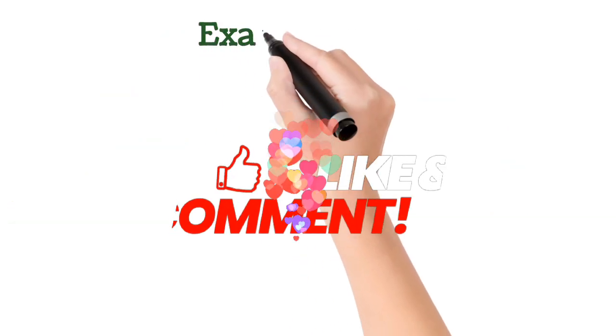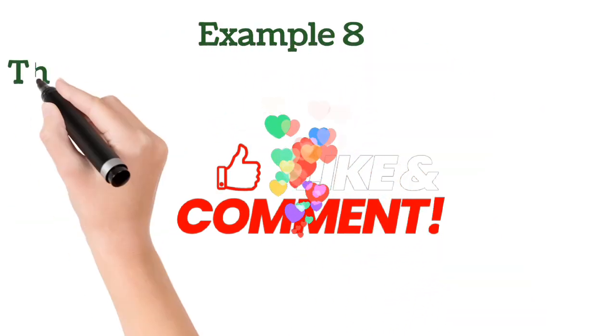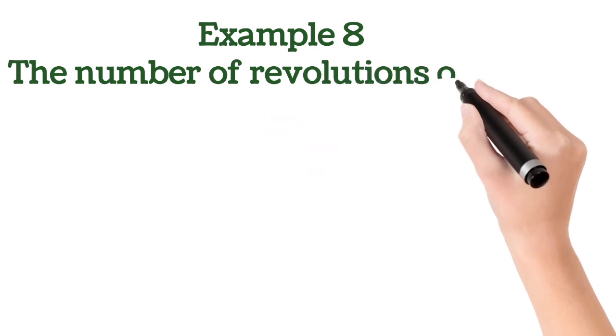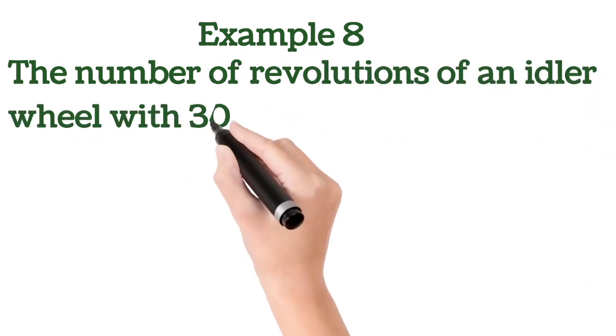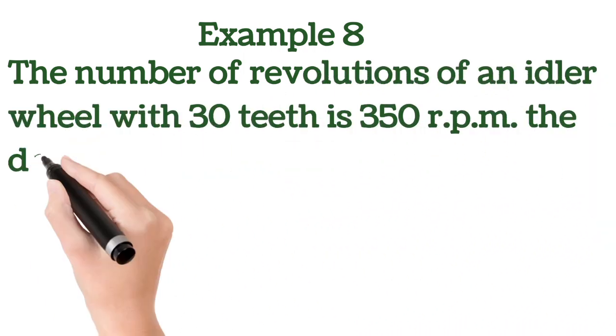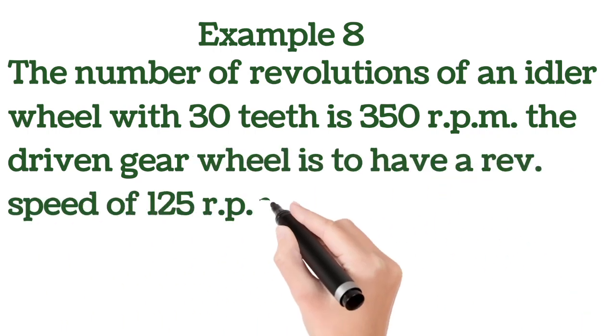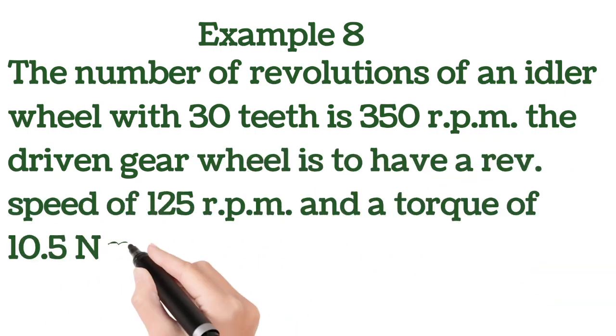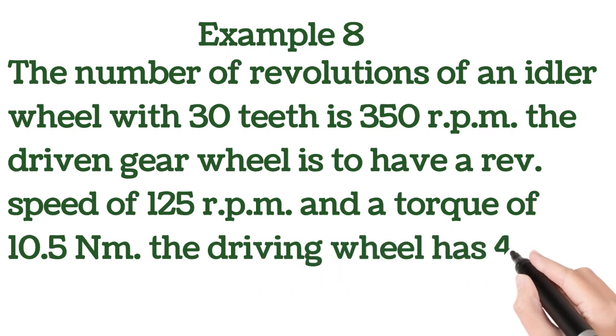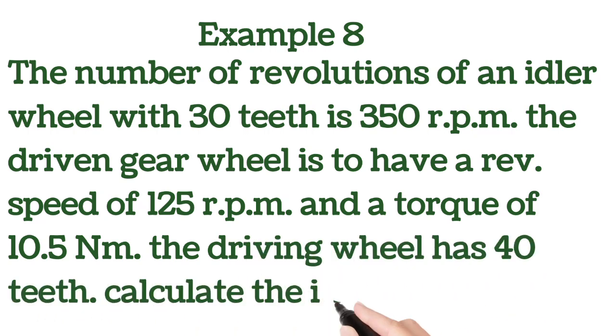Example 8. The revolution speed of an idler wheel with 30 teeth is 350 rpm. The driven gear wheel is to have a revolution speed of 125 rpm and a torque of 10.5 Newton meter. The driving wheel has 40 teeth. Calculate the initial torque.